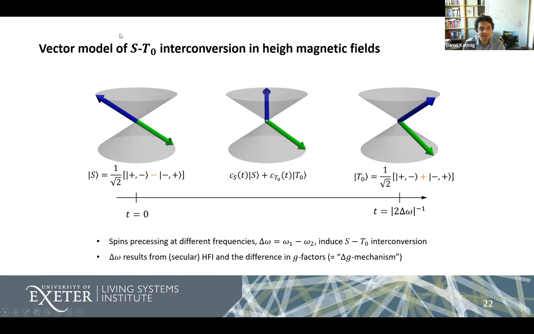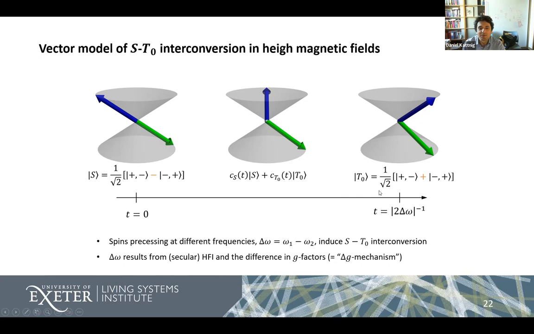But what if they're precessing at different rates? Well, if they're precessing at different rates, then one moves faster than the other one. And after some time, starting out from a singlet, we will end up in a triplet configuration. In between, the state is a coherent superposition state, which combines properties of the singlet as well as of the triplet state. But after some time, which is given as 1/2 times the difference in the Larmor precession frequency, we will end up with the T0 state.